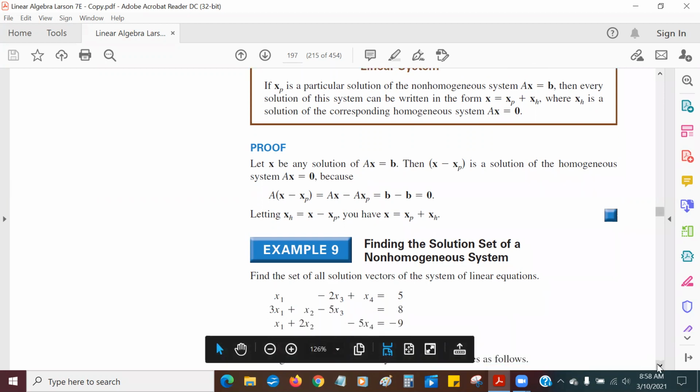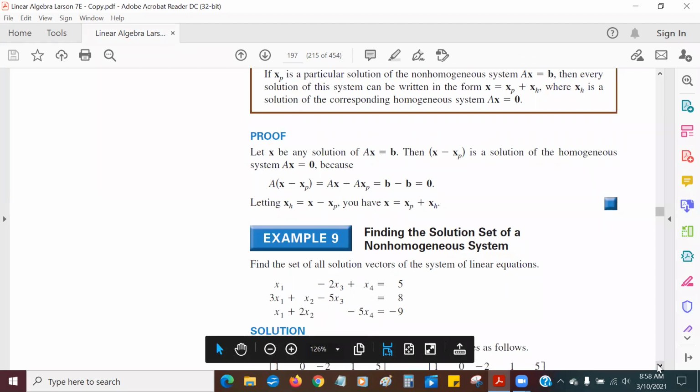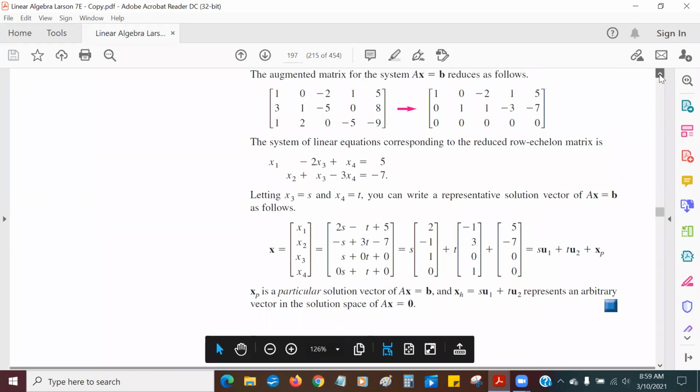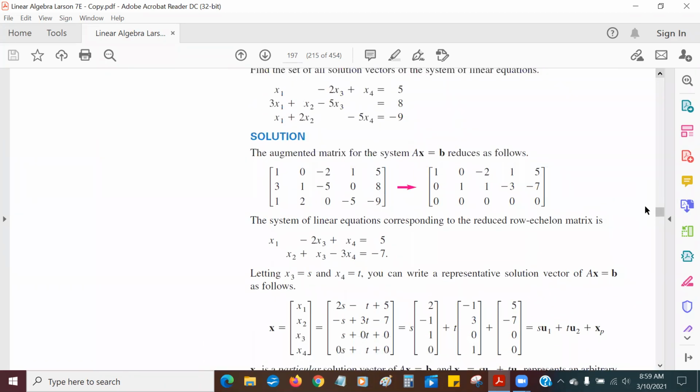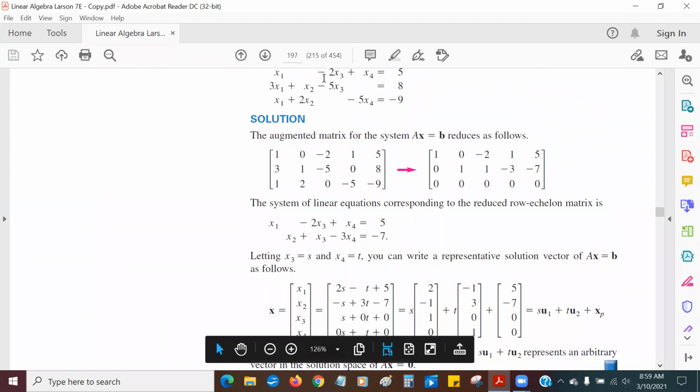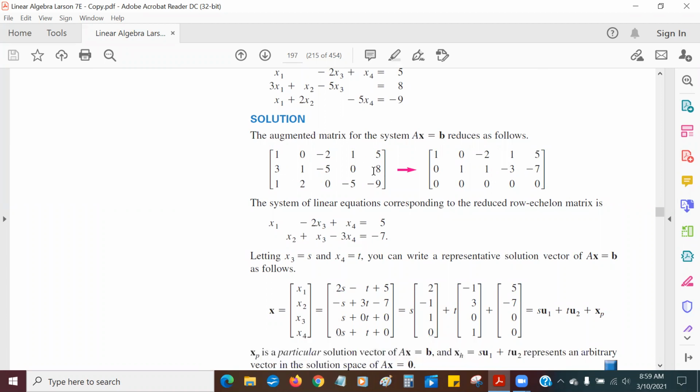We want to find the set of all solution vectors of this system here. As you can see, it's 4 variables and 3 equations. It's not homogeneous because you have 5, 8, negative 9. We want to find the set of all solution vectors. So we're going to write the augmented matrix. We're going to take all these coefficients and the constants and make this big giant matrix here.